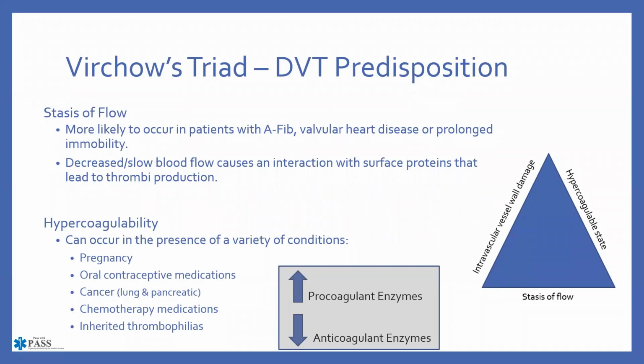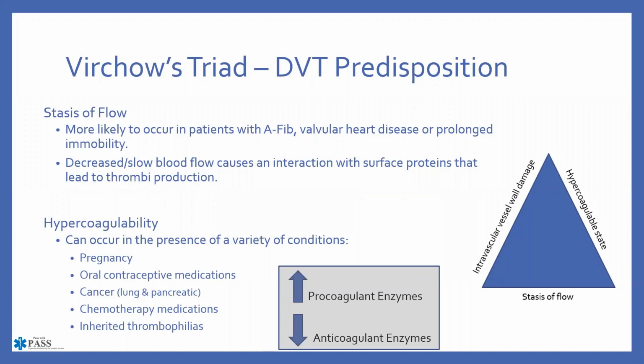And essentially what ends up happening is you have these proteins that start to interact with one another, with things that should not typically be there because of that decreased blood flow. Now they have the ability to kind of stick, and that's what ends up leading to some of this thrombi formation.